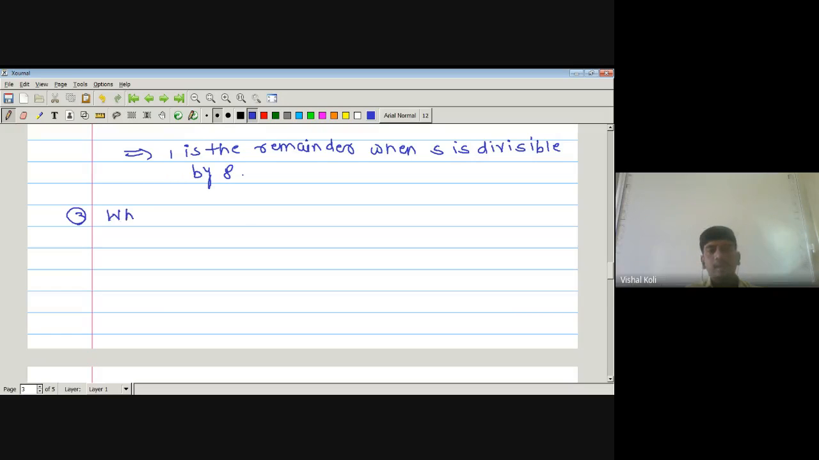What is the remainder when 3 to the power 12 plus 5 to the power 12 is divided by 13? Okay, now we have to find out the remainder when the term 3 to the power 12 plus 5 to the power 12 is divided by 13.